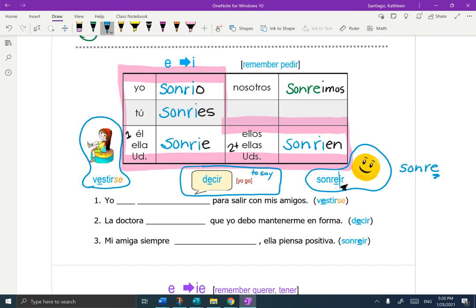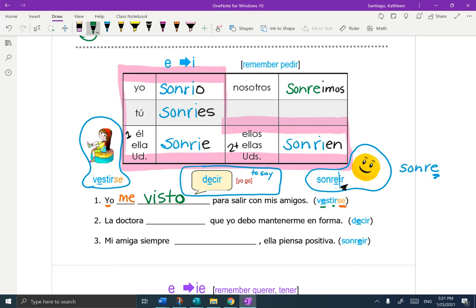Again, let's try a couple here. Number 1, yo blank blank para salir con mis amigos. Vestirse. Deal with the say first. Goes with yo, me, and now let's do the stem change. This E is going to I, so it becomes vist. It is an IR verb. The IR ending would be visto. Yo me visto para salir con mis amigos.